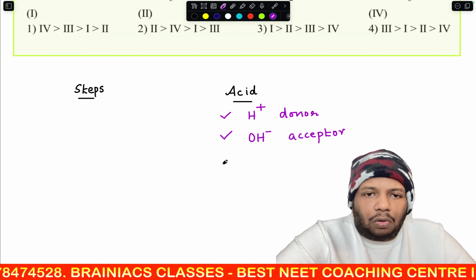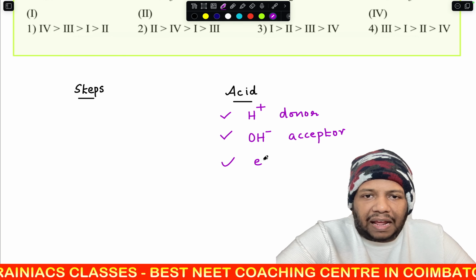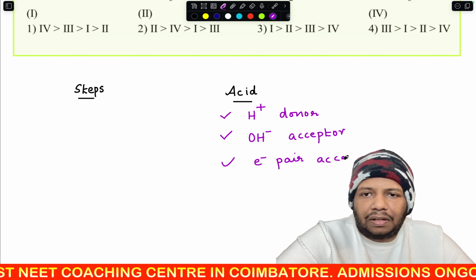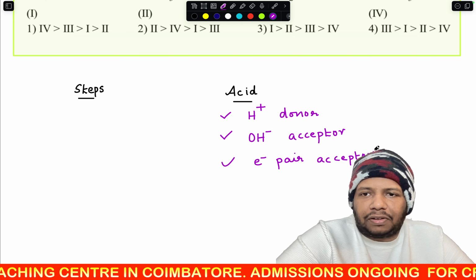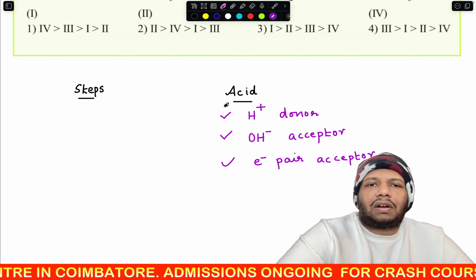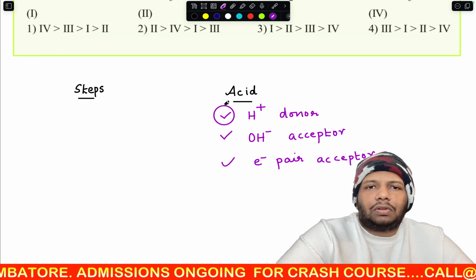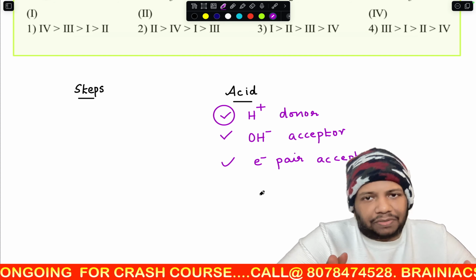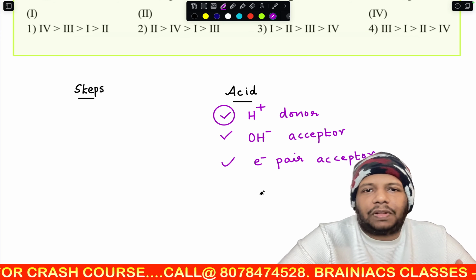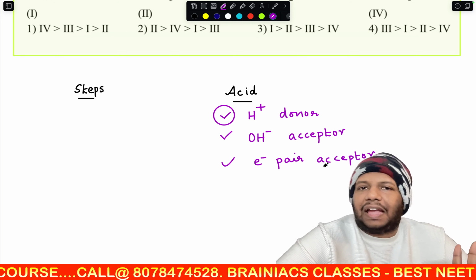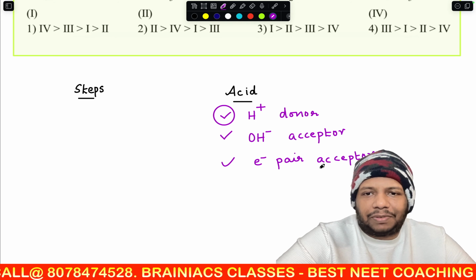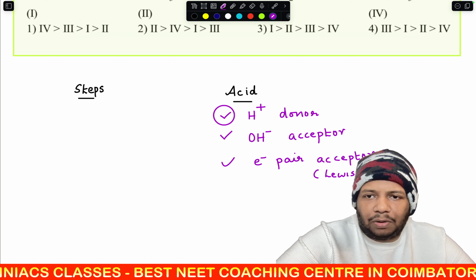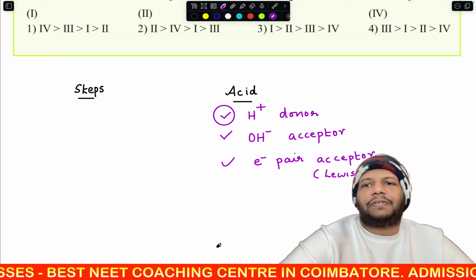And also we can say acids can be electron pair acceptors. These are the three popular definitions. But in organic, we are mainly concerned about H plus donation. Whenever you are given a compound, check whether that compound is capable of donating H plus. If it is capable of donating H plus, then I can say it is a very good acid. Electron pair acceptors are also known by another name, the Lewis acid, because Lewis came up with that particular definition.